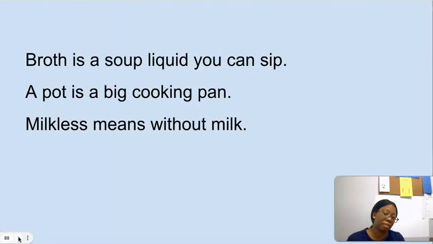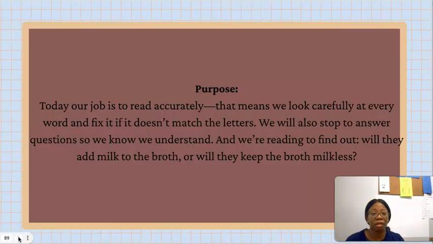All right, so our vocabulary words from the story include broth, which is a liquid soup you can sip. Then we have the word pot, which is a big cooking pan. And then we have milkless. What do you think milkless means? What is the suffix on the end of milk? Less. All right, and less means what? Without. Good job.